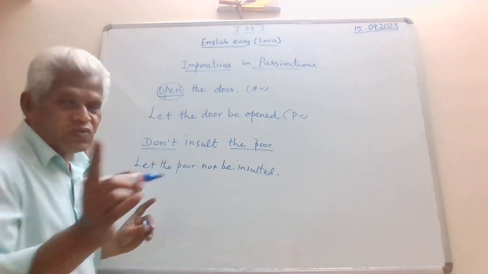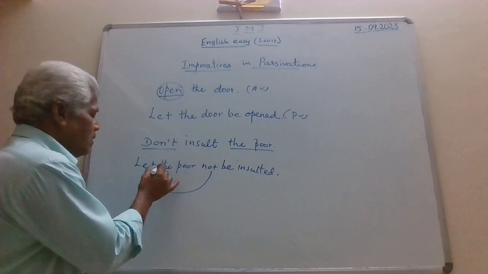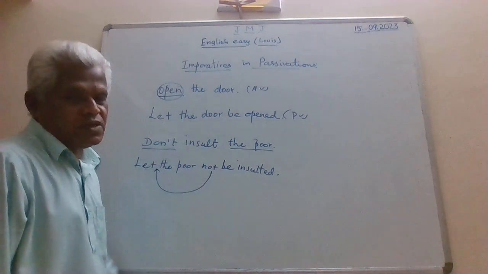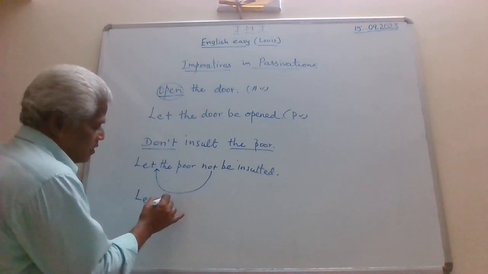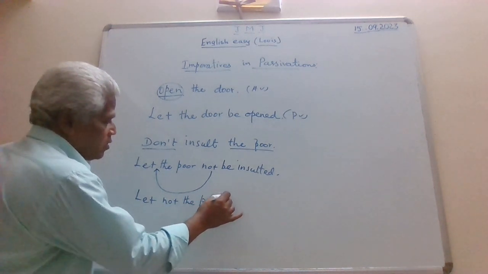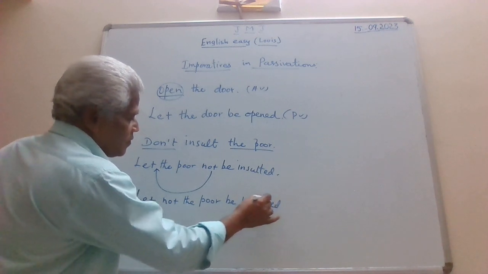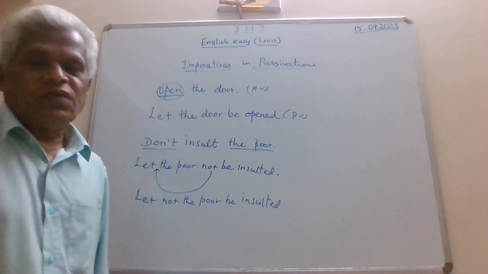See? Only one small change. What is that? The not should come here. Let not the poor be insulted. See? Let not the poor be insulted. Now, what is the difference between this sentence and this sentence?